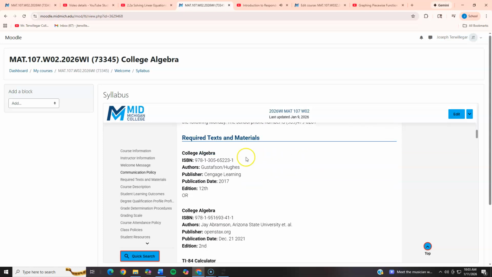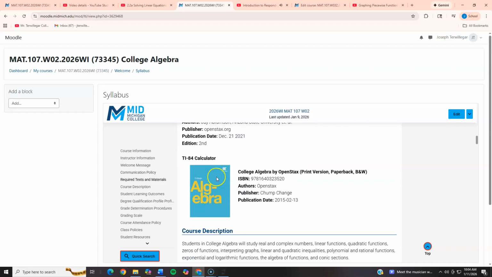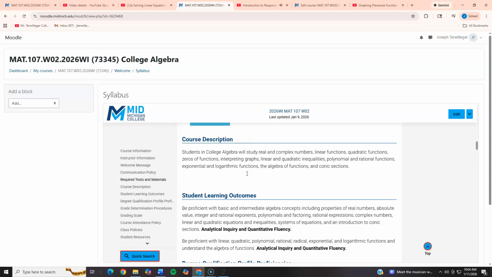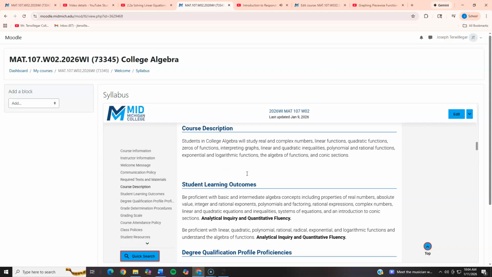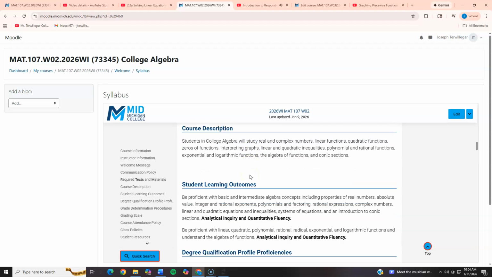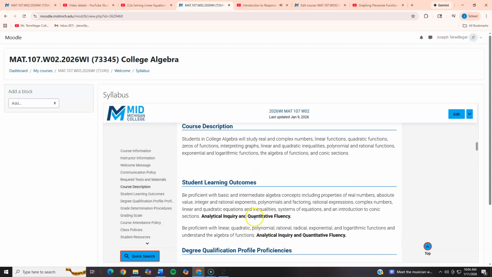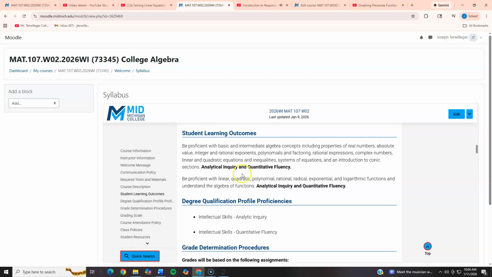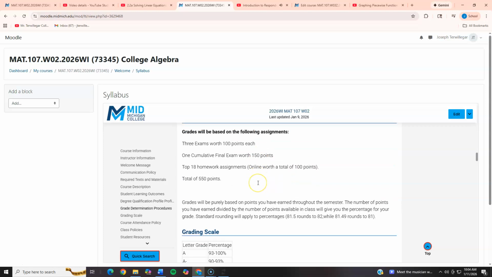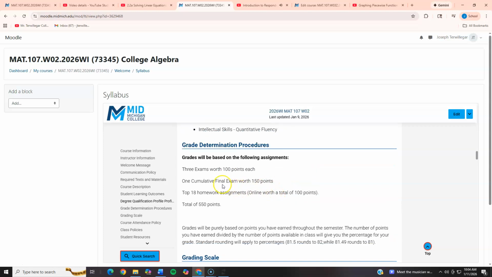Okay. Again, I do not use this textbook. I'm going to use the OpenStax. You do not need to buy a textbook. If you bought a textbook, get that returned. Too expensive. Feel bad for you guys. I really do. All right, we're going to look at these two learning outcomes: analytical inquiry and quantitative fluency. Okay. Now for what you guys care about, the grades.